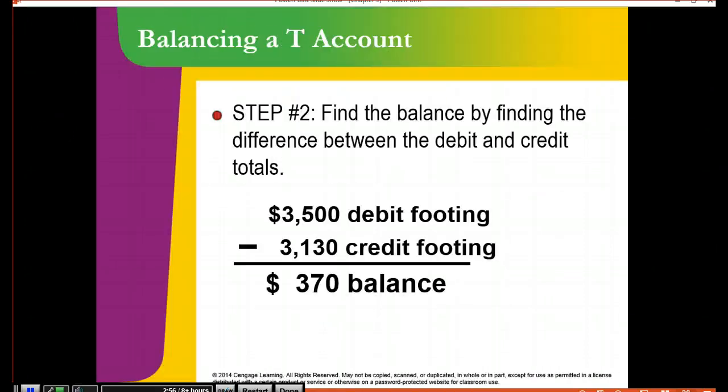Footing and balancing a T account. Footing simply means that you sum up a column of numbers and you put the total at the bottom. In balancing a T account, you would foot or total the left-hand side, the debit side. You would foot or total the right-hand side, which is the credit side, and you would take the difference. Whichever side is greater is where the balance goes. Because they're on opposite sides, there will be a subtraction. The debit side has 370 more than the credit side has, and so the balance would be a $370 debit balance in the account.